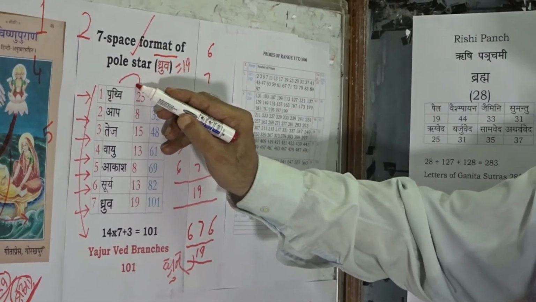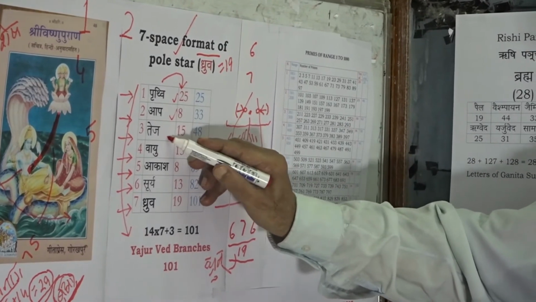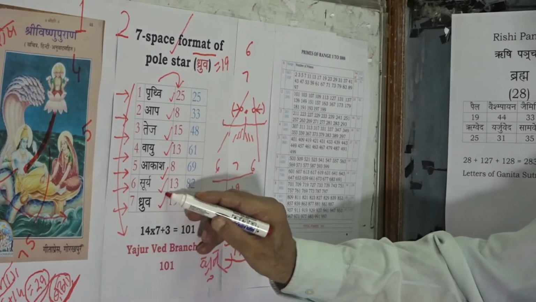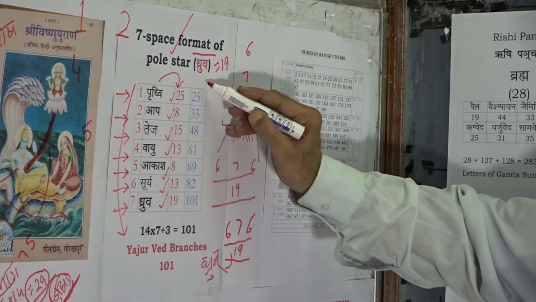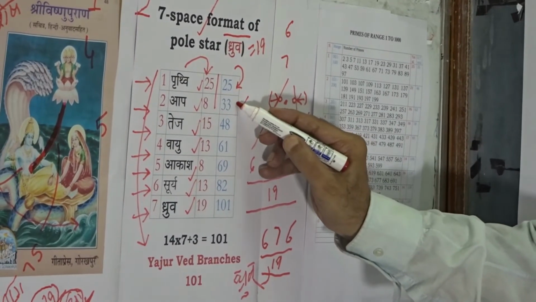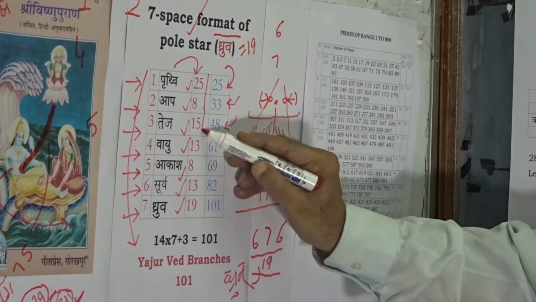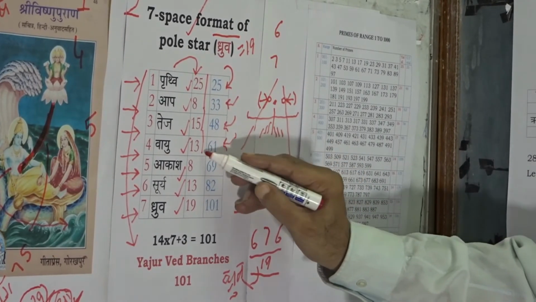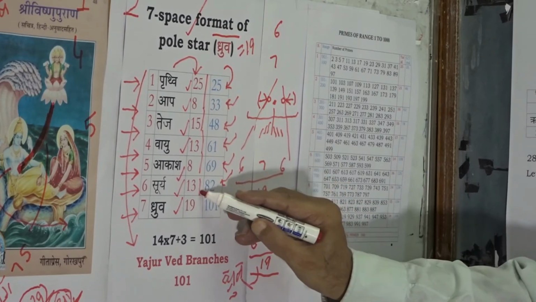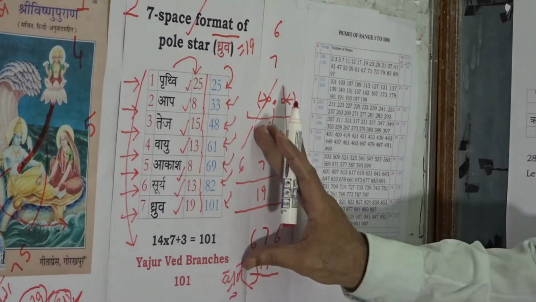These formulations lead us to TC values 25, 8, 15, 13, 8, 13 and 19. Then the summation value comes to be 25. These together lead to 33, triple of them 48, quadruple 61, penta 69, hexa 82 and hepta 101. Let us have a pause here.